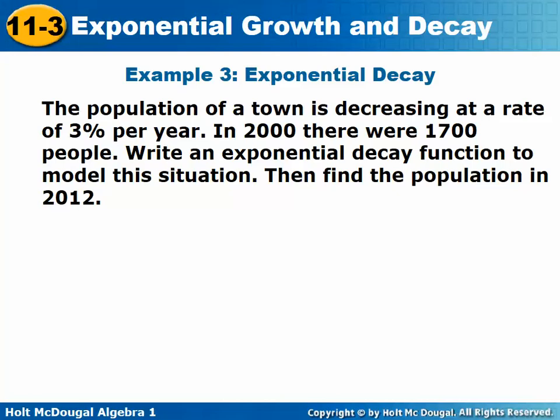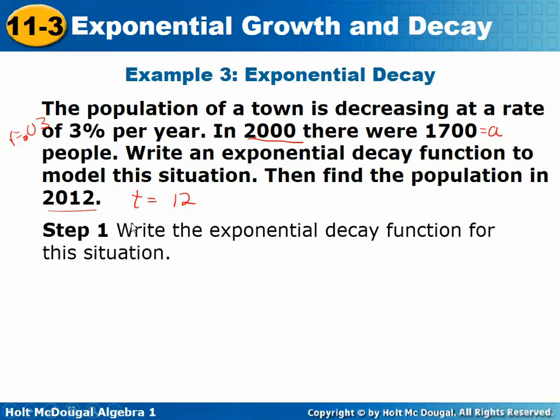All right, so here's an example of a population of a town decreasing at a rate of 3% per year. In 2000, there was 1,700 people. So this is our original amount, and our rate is going to be 0.03. And we are going to write an exponential model for this and then find the population in 2012. So for t, we're starting with the year 2000, and we're going to 2012. So our t, our time, when we get to that part, will be 12, because that's 12 years later.